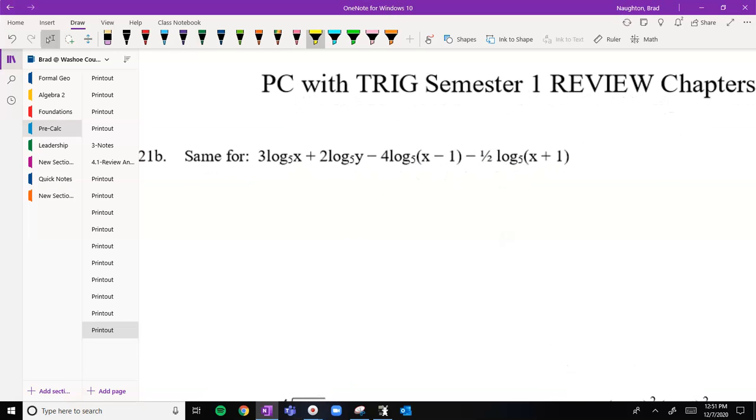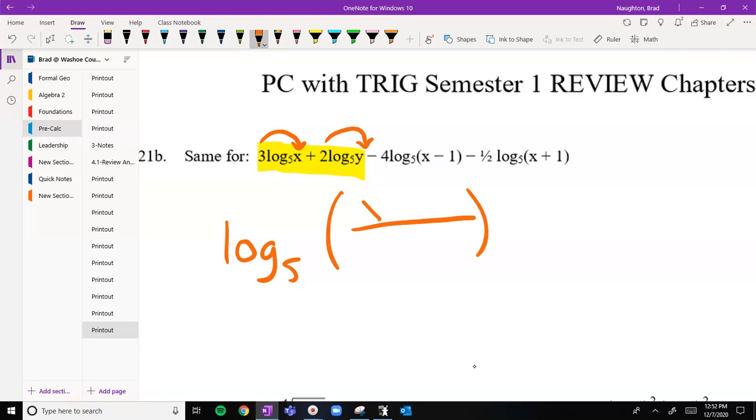All righty. So we got a plus, we got a plus, we got a minus, so all that's going to go down, and all those are going to go down. Okay, so if we bring that 3 to the front, bring the 2 to the exponent, I'm going to make both of those exponents. I'm going to get log base 5, big fraction here, x cubed y squared. And then bring this to the front here, and this is going to be x minus 1 to the 4th, and then this is going to be x plus 1 to the 1/2.